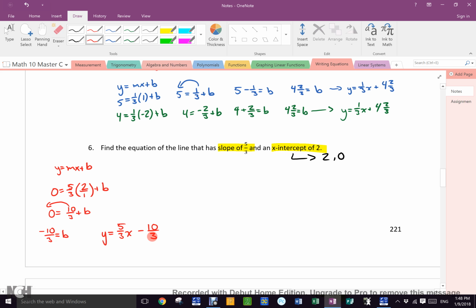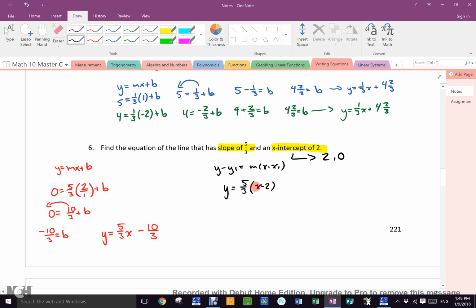Is everybody good? Now what if I wanted to use point slope form? Could I do that? What would go in for y1? So y minus 0 is what? Y minus 0 is 0. Y equals what's m? And x minus 2, right? Agreed?